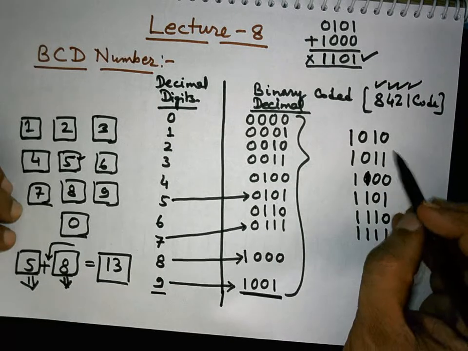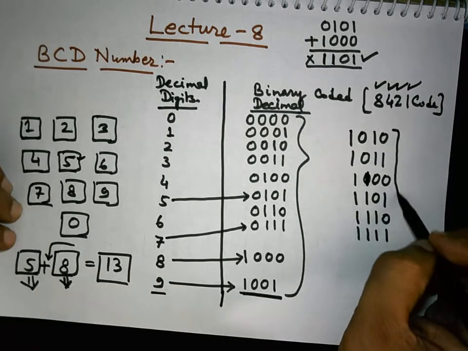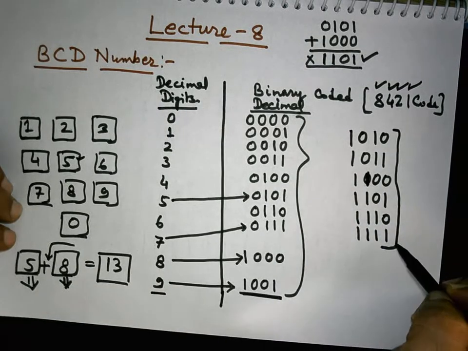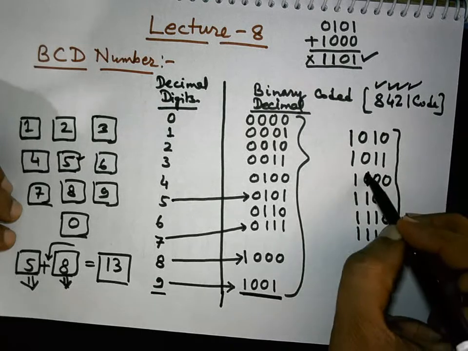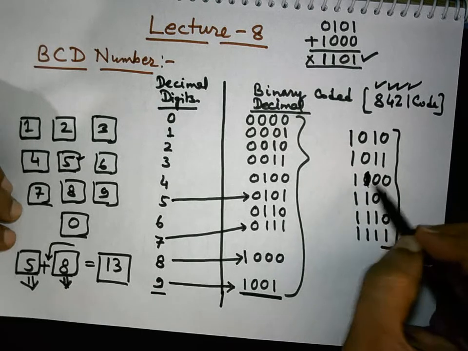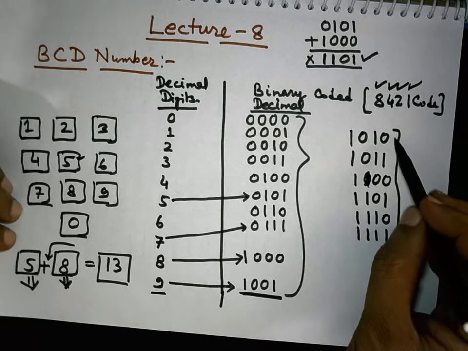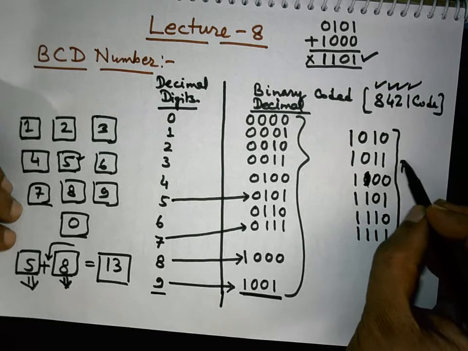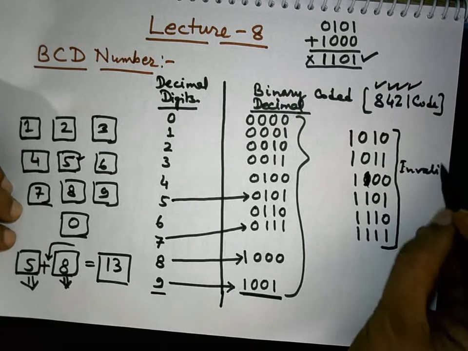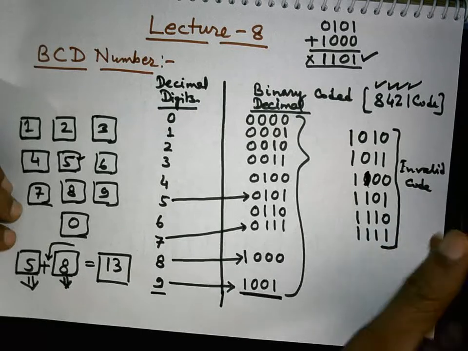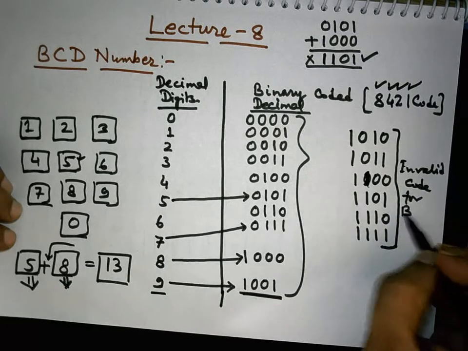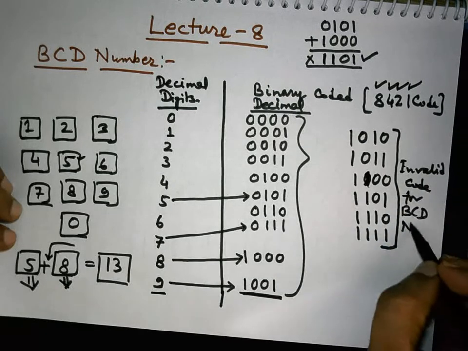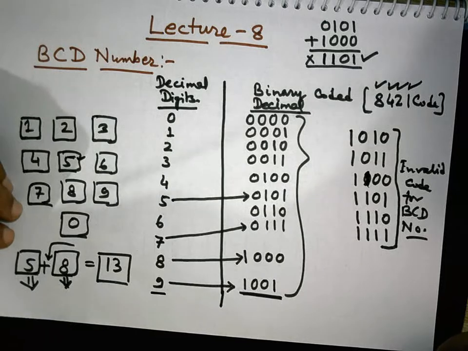These 6 codes, which are also 4-bit patterns, are invalid codes for BCD representation. They are invalid codes for a BCD number. They are not used in BCD numbers.